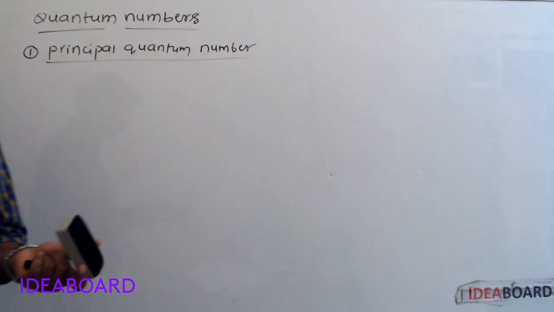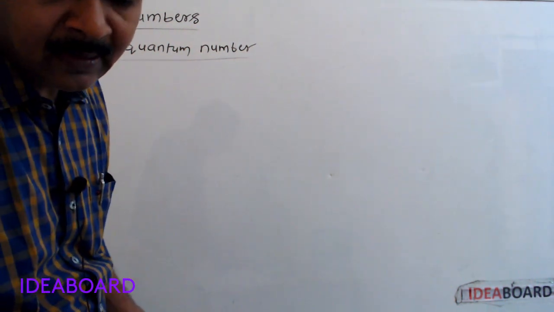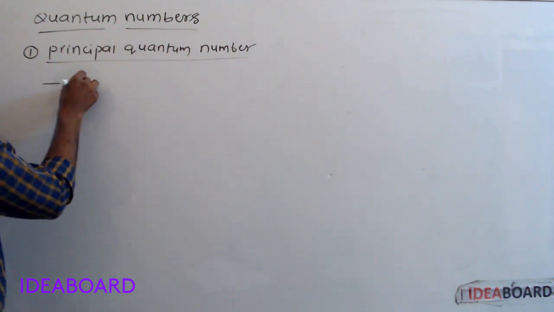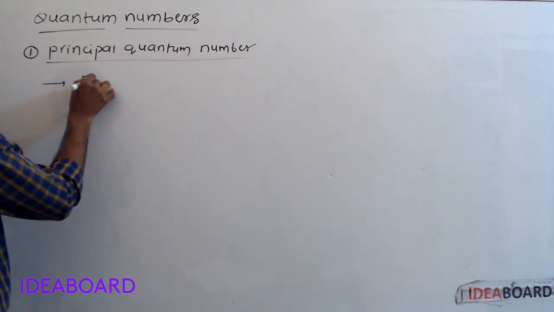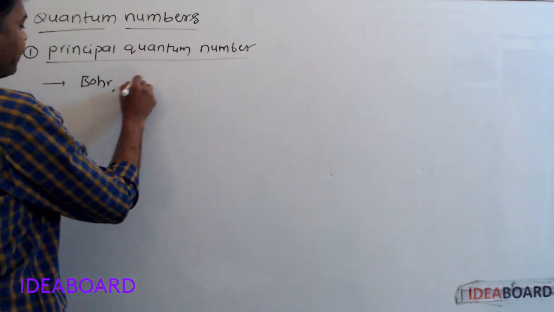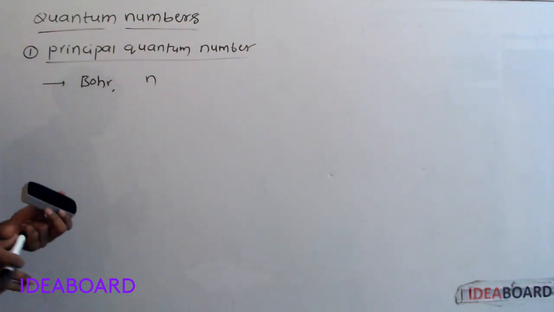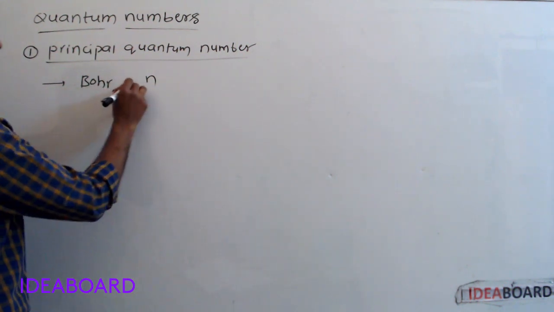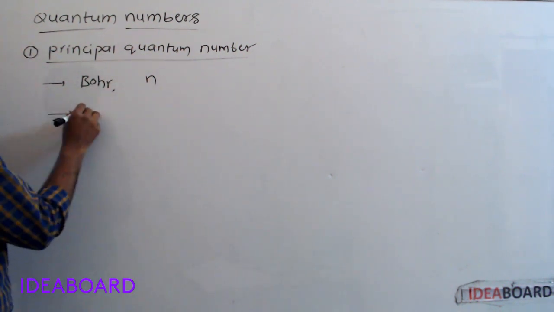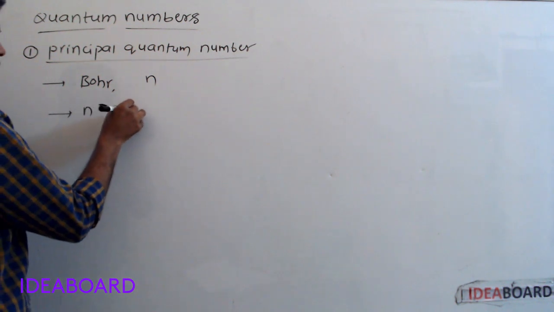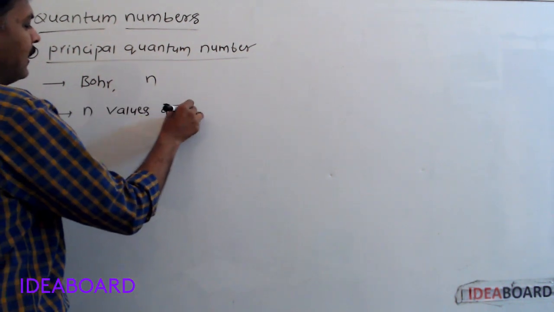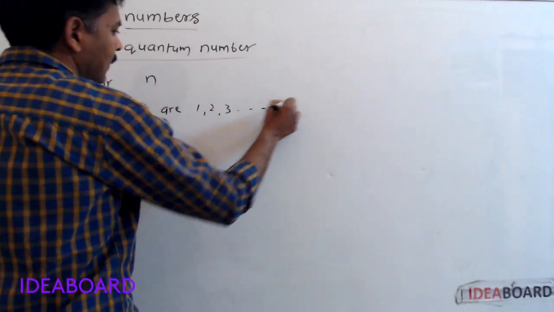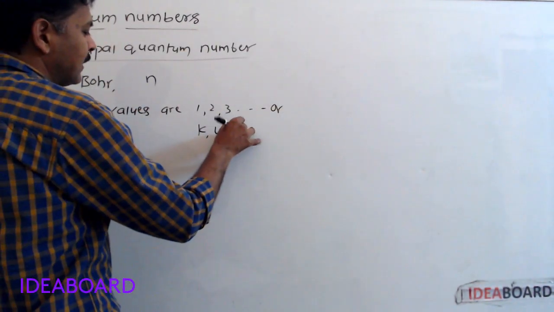Principal quantum number. It was proposed by Niels Bohr and denoted by n. The n values are 1, 2, 3, 4, and so on, or the letters K, L, M, N.